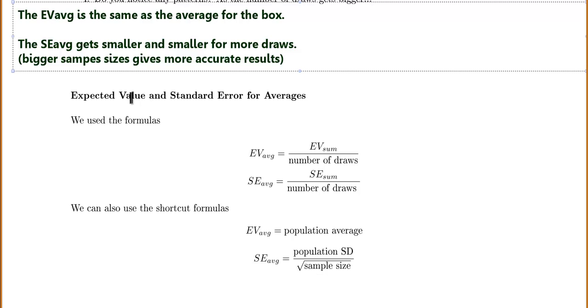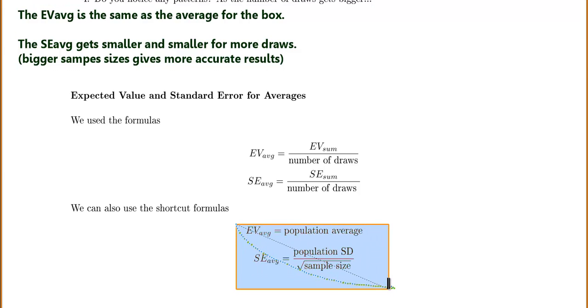So what are the formulas for the expected value and standard error? We could use these formulas where we found the expected value and standard error of the sum, and then we divide by the number of draws. In practice, we're never going to really do that again because it just takes longer. Unless you already know the expected value and standard error for the sum, and then sure, you can use those formulas. But for most of what we do, we're just going to use these shortcut formulas. So the expected value of the average is just equal to your population average. And the standard error for the average is just equal to the population standard deviation over the square root of the sample size. Now that's in terms of real life.